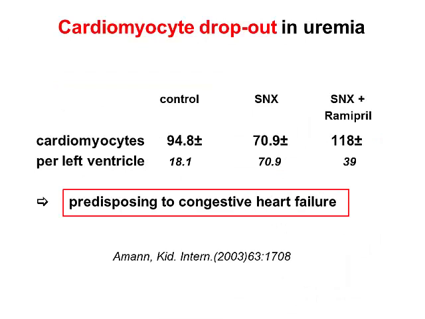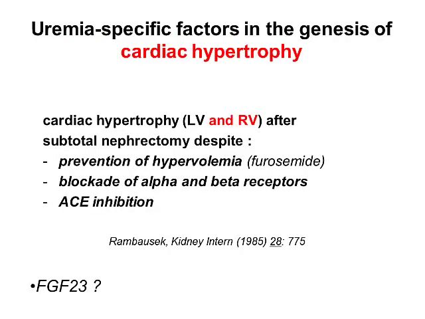So if you do an experiment, a single nephrectomy, you see that immediately the number of cardiomyocytes is going down. If you treat that with ramipril, apparently in this experimental condition, you can restore that. The cardiac hypertrophy after subtotal nephrectomy remains despite prevention of hypervolemia, prevention by blockade of alpha and beta receptors, and ACE inhibition. Nevertheless, the hypertrophy remains, meaning that this is a specific factor for uremia which we are not controlling to any extent. We are absolutely losing that battle currently.